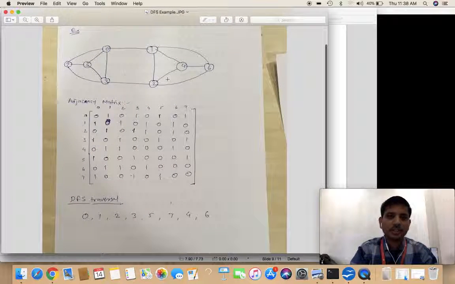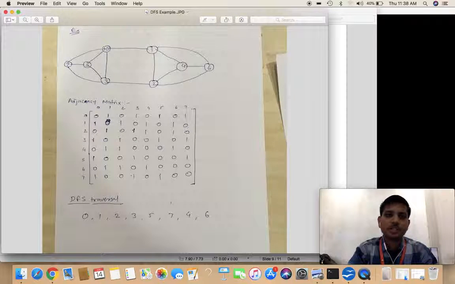Now here one graph is given. The graph has 8 vertices. Using the graph, I have constructed one adjacency matrix. You can see there is no path from 0 to 0, so 0 to 0 is 0. Now, there is a path available from 0 to 1, so I am making it a 1.